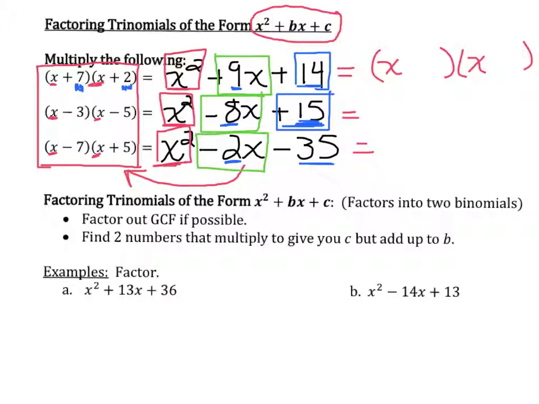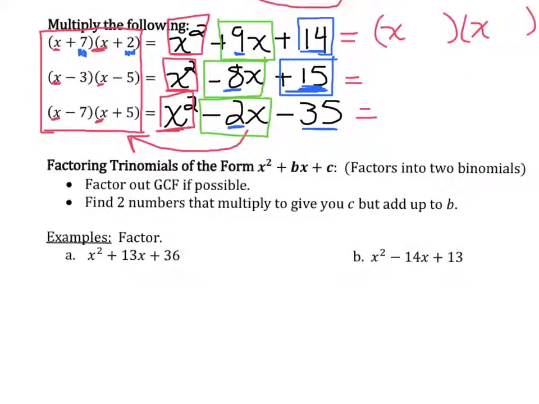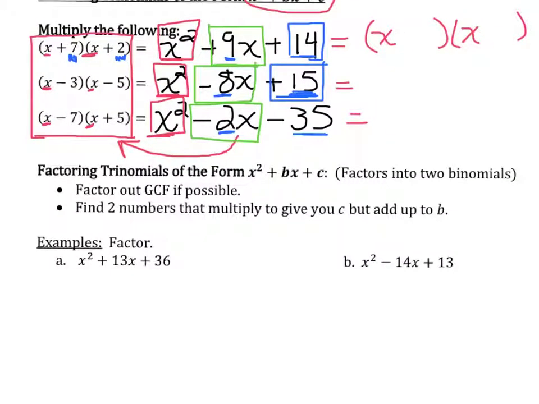factoring trinomials of the form x squared plus bx plus c. Notice that I used this term here. It factors into two binomials. Remember, these are considered binomials. They are polynomials with two terms in them. The first thing we do here is we factor out the GCF if possible. In each of these cases, there is no GCF. But there will be examples where there will be a GCF.